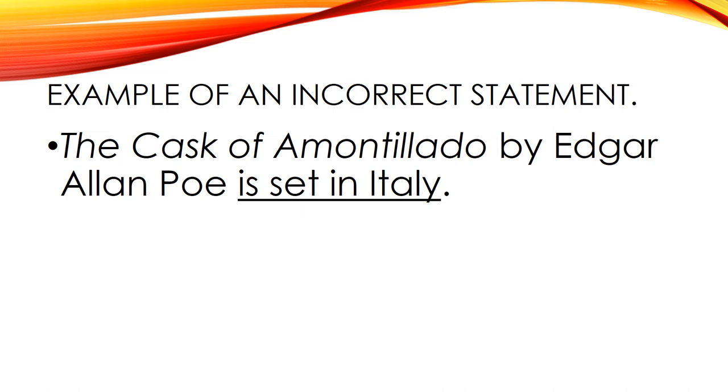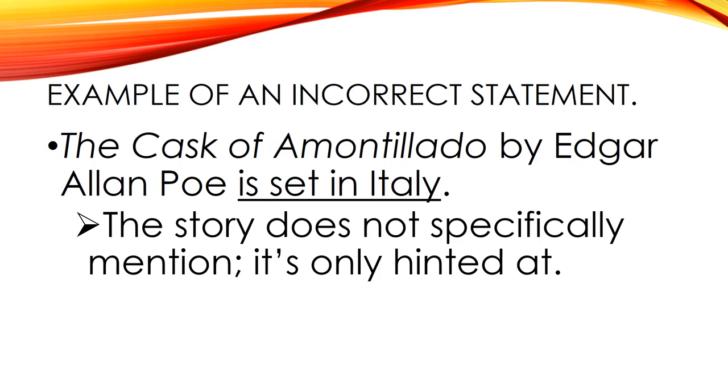Okay, so if the student will say that, I would say that that is an incorrect interpretation or incorrect statement, because if you read the story, it's never mentioned. The country Italy is never mentioned. However, you can just say in your interpretation that it may be set in Italy. And once you say that, you have to show proofs. You have to cite lines from the story that it is set in Italy. But as to saying it is set in Italy, that's wrong. Okay? Because the story does not specifically mention, it's only hinted at.